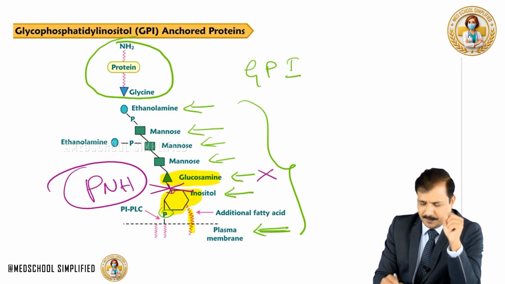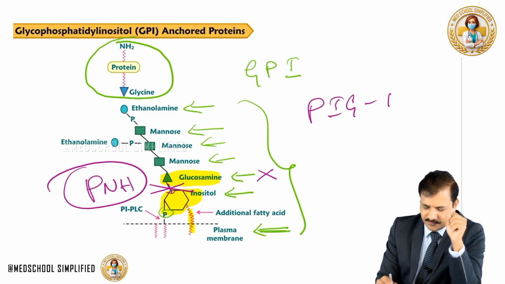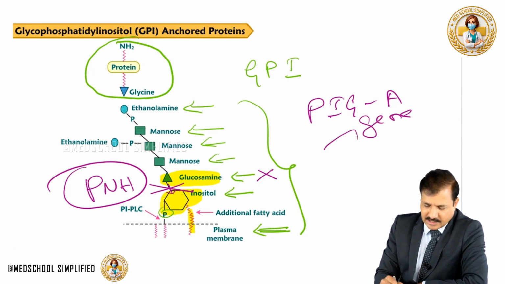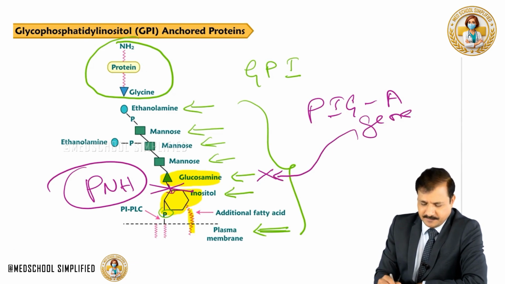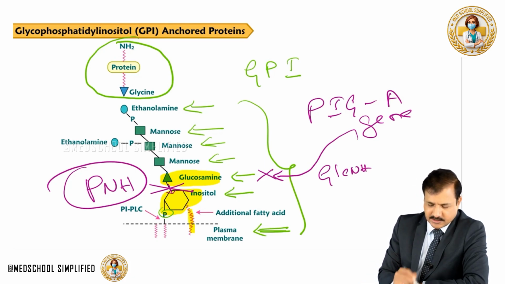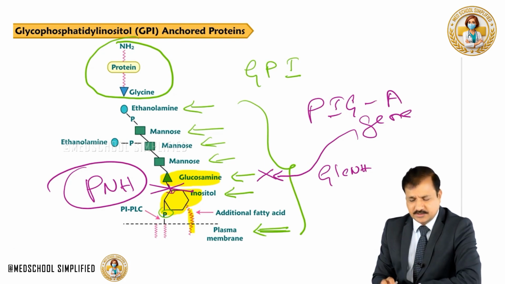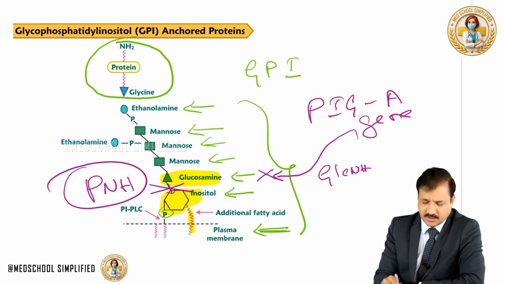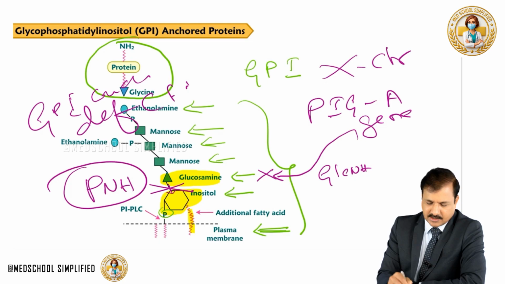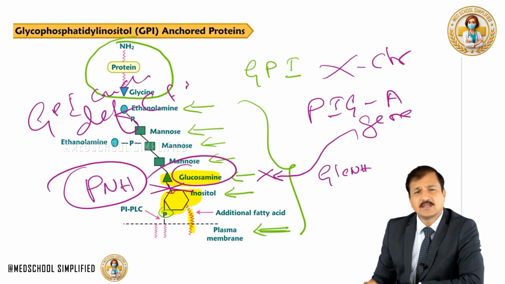That's what happens in PNH. So, the PIGA gene, that is phosphatidylinositol glycan A gene, is the one that will code for an enzyme that will bring glucosamine, N-acetylglucosamine, to be attached to inositol. If that enzyme is defective, because the PIGA gene, which is located on the X chromosome, is defective, that will lead to a defective GPI anchor. So the GPI anchor is defective because that glucosamine is not added.